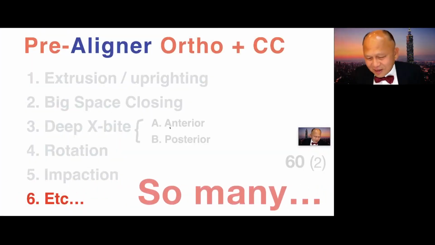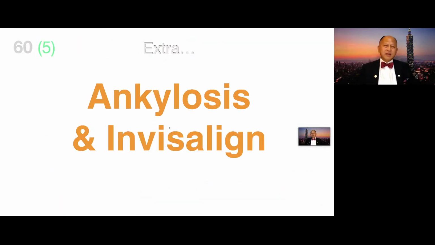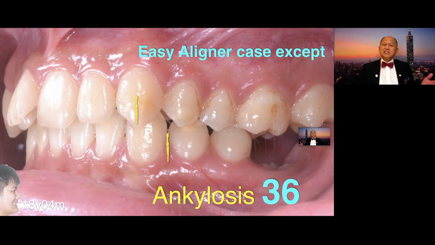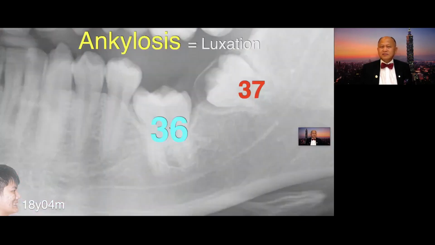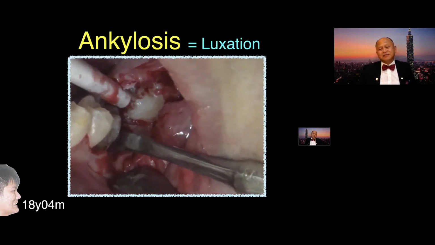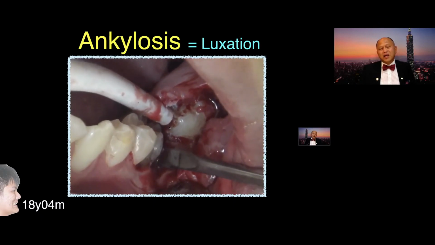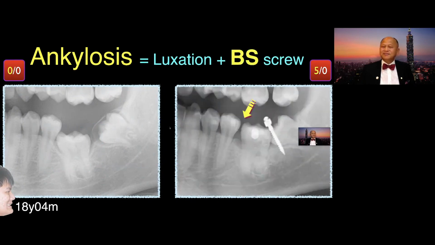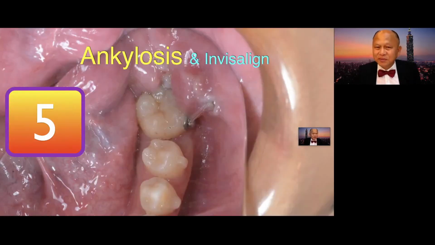That's why there are so many uses. For example, ankylosis. How would you fix this ankylosis? Easy aligner case, except ankylosis. When you have ankylosis, first step, subluxation. Make sure you rock and roll, loosen up. After that, you use the buccal shelf screw to bring that up like this. And 5 months later, you're done. Wow, because this buccal shelf screw provides a moment, 5 months in treatment. Done.